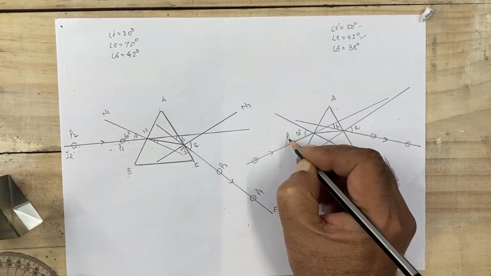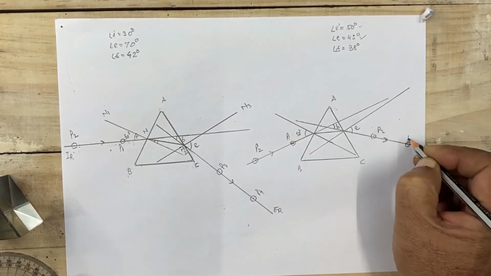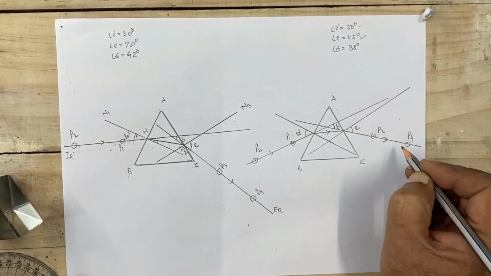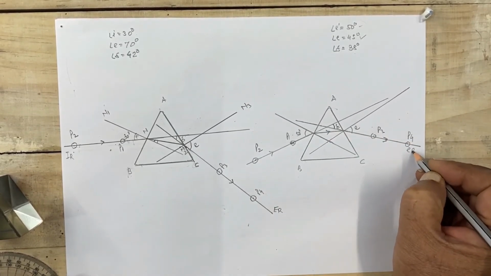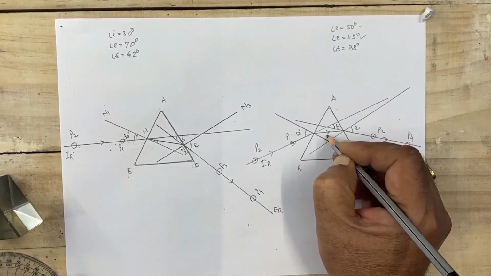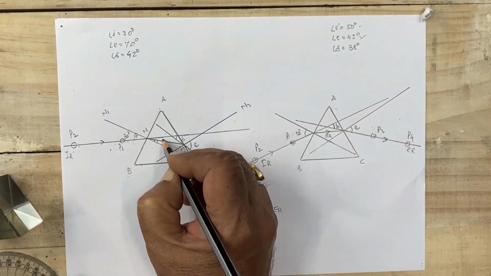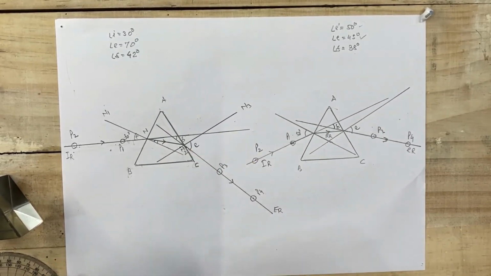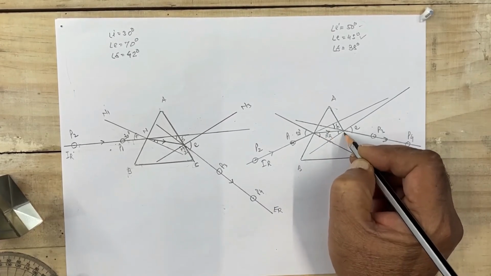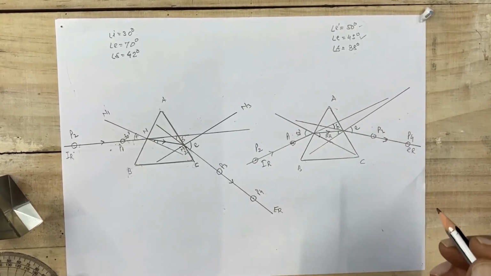This is P1, this is P2, this is P3 and this is P4. And this is direction of ray. Okay, this is emergent ray, this is incident ray and this is refracted ray. Here it is refracted ray. Same way here it is refracted ray. This is angle of refraction and see, this will be the angle of incidence for this. Okay? Any problem here?